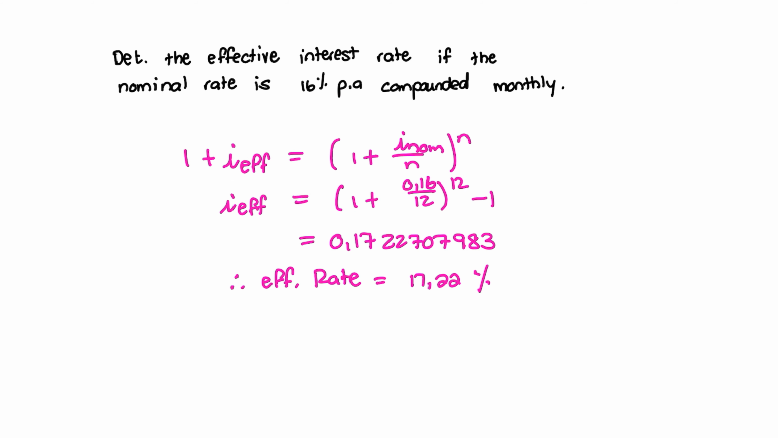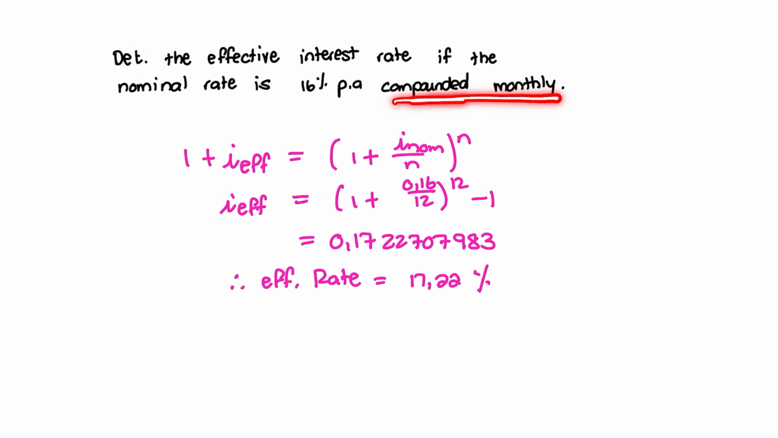So on the left-hand side, we have 1 plus i_eff, where i_eff represents the effective interest rate. And on the right-hand side, we have something that looks like compound interest, without an A and a P, but we have the nominal rate over n raised to the power of n. Now this n does not represent years, it represents the amount of compoundings. So that's our first substitution.